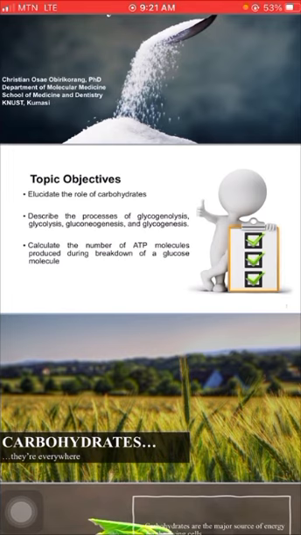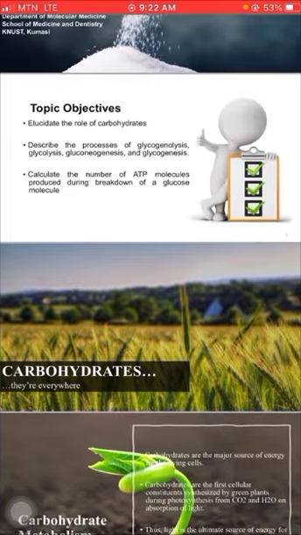Glycogenesis is the opposite of glycogenolysis. Glycogenesis is when you take the glucose molecules and you bring them together to form what? Glycogen. Hope you understand. We will also look at how to calculate the number of ATP molecules we will produce after breaking down what? Glucose. So these are the things that we are going to look in this video.